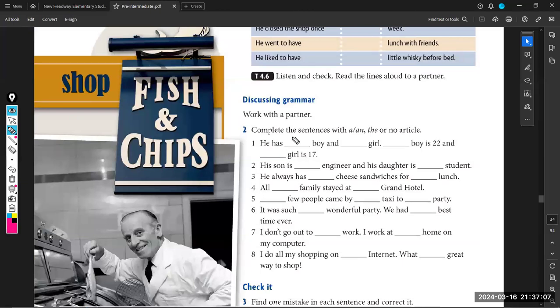This exercise, guys, is saying that we have to complete the sentences using the articles, maybe a, maybe an, maybe the, or maybe no article at all. One, he has boy and girl. A boy, uh-huh. And a girl. Oh, bravo. He has a boy and a girl. Okay. The boy. Oh, bravo. The boy is 22. The girl. Okay.